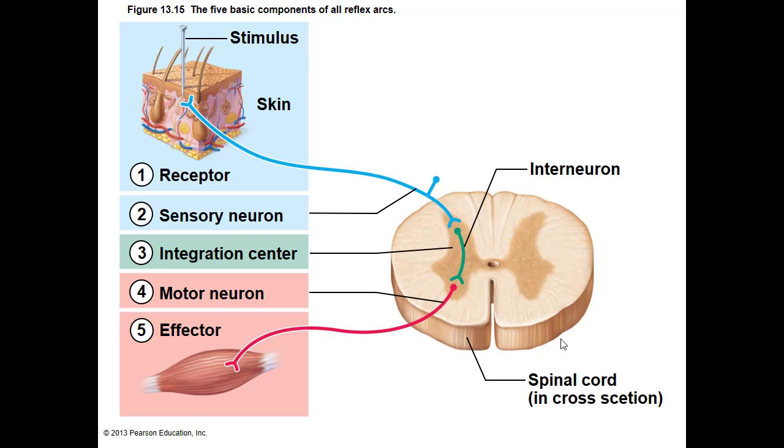There's no higher level thinking. The integration, the thinking, if you want to call it thinking, is right there at the spinal cord. It's going to send the information along a motor neuron, found in a motor nerve, out to the effector organ of your skeletal muscle. And whether it's pulling your hand away from the pin or pulling your hand away from the hot stove, it all happens very, very quickly.